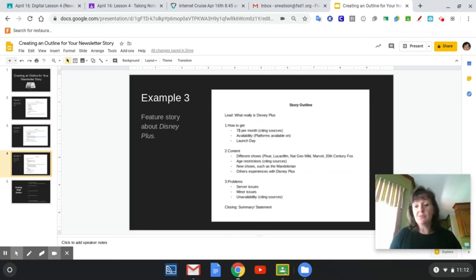In the second part of the body of his story, he wants to talk about the content, what you can get on Disney Plus. There are different shows, and age restrictions apply. There are new shows that haven't been out before, and other experiences that are unique to just Disney Plus. And then he wanted to spend a paragraph talking about problems with Disney Plus: server issues, minor issues, unavailability for some people. And then his closing statement, he wasn't real sure yet what that was going to be.